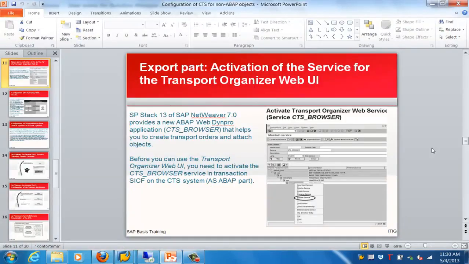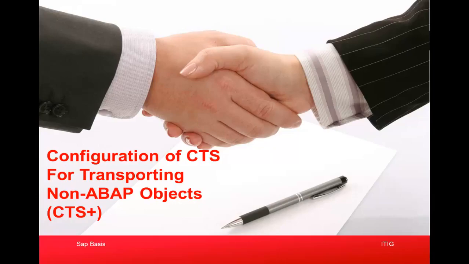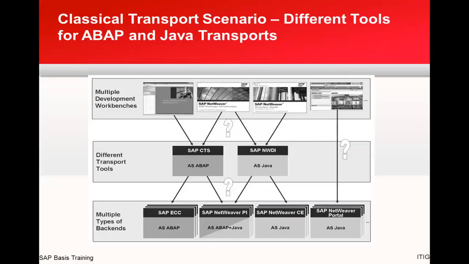Okay, CTS Plus, basically what this CTS Plus is, it's the configuration of CTS. CTS is the change and transport system for transporting non-ABAP objects, like the objects from your portal systems, objects from your Java based systems, like your PI objects. Here you can see a classic transport scenario with different tools for ABAP and Java transport. So you have multiple development workbenches here.